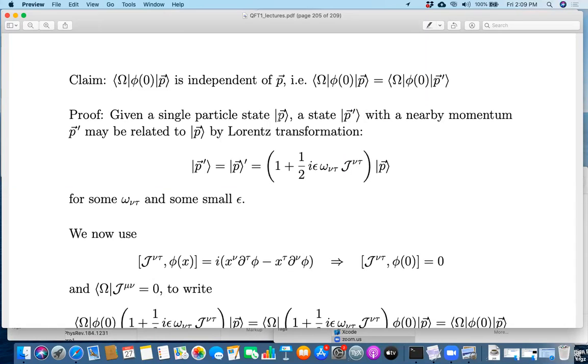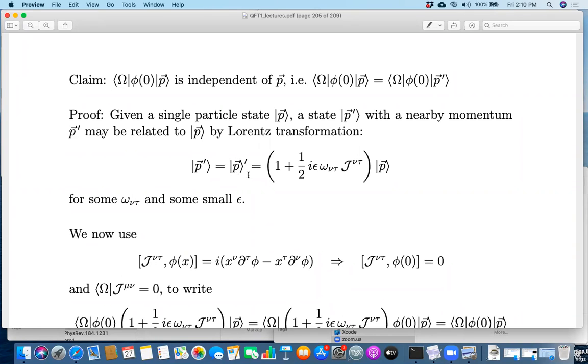Now suppose that these are nearby. Suppose p and p′ are infinitesimally close to each other. Then these two momenta will be related by an infinitesimal Lorentz transformation. And then we can use this fact. Remember yesterday we had used this fact that |p′⟩ means that it's a single particle state carrying momentum p′.